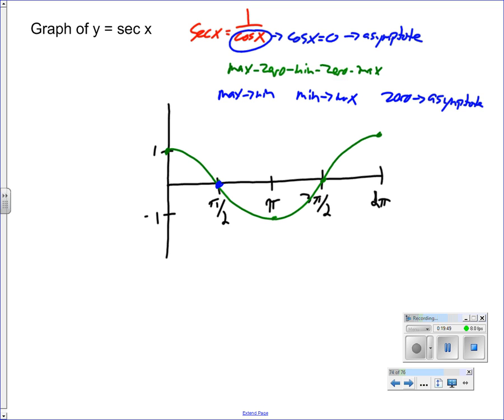So start with the zeros at pi over 2 and 3 pi over 2, and draw vertical asymptotes through there. The minimum at pi becomes a maximum for secant. The maximum at 0 becomes a minimum for secant. Same thing with the maximum at 2 pi. So we see in green is our graph for cosine, and in blue is our graph for the secant function.